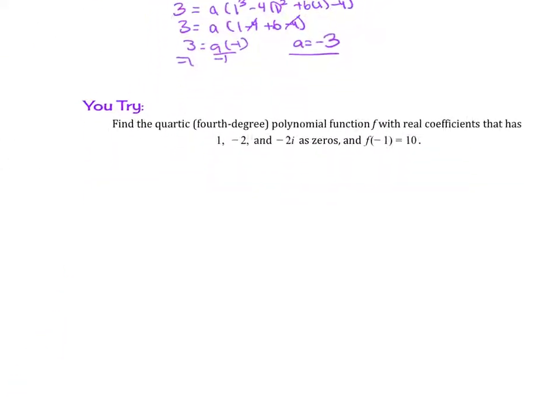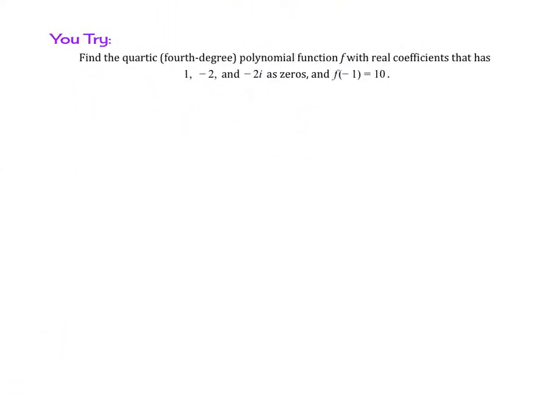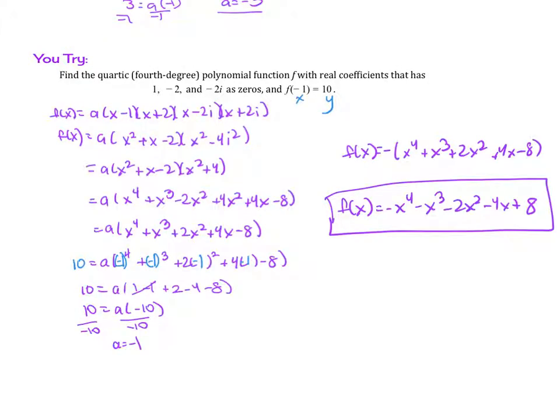So now here's one more example for you to try out. Find the quartic or fourth degree polynomial function f with real coefficients that has 1, negative 2, and negative 2i as zeros, and f of negative 1 equals 10. Pause the video and try it out. So if you tried this out, making sure you're careful with all of your signs and everything, then you would have gotten negative x to the fourth minus x cubed minus 2x squared minus 4x plus 8. So I hope this helps. Thanks for watching.